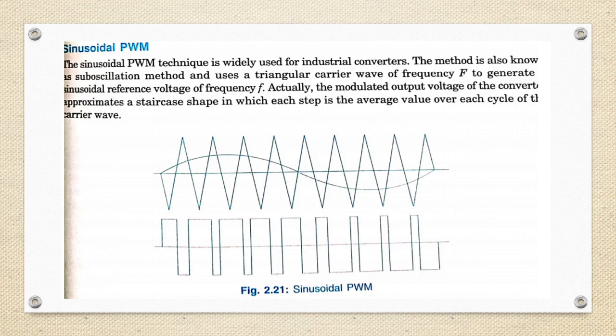The same carrier wave can be used for all three phases, with the reference voltages in each phase shifted from each other by 120 degrees. The fundamental component E1(t) is given by m sin 2πft. Harmonics are present in the output and have frequencies given by fh equal to mF ± nf.